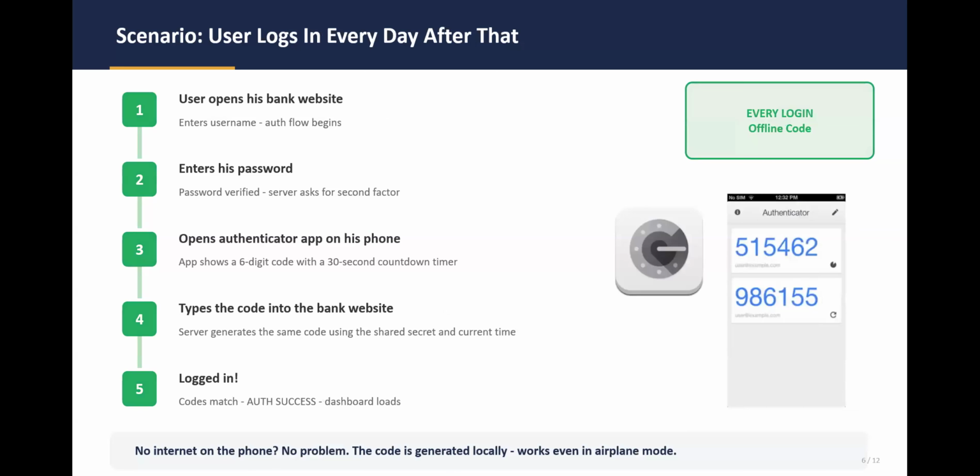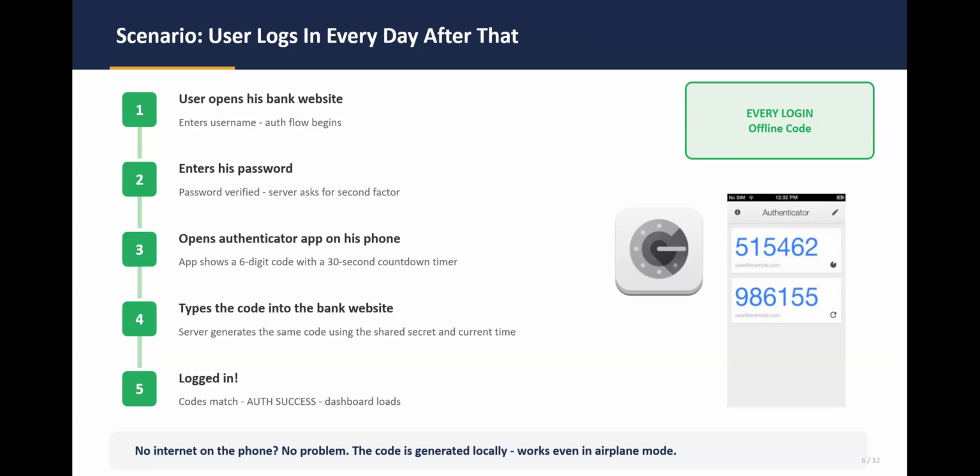Now, the next day, when the user tries to open the bank website, he will enter his username and password, and the bank verifies the password and asks for the second factor authentication. Over here, the user will open Google Authenticator on his phone, and it will show the six-digit code with the countdown showing the remaining seconds. The user types the passcode into the website. The server independently generates the same code using the same shared secret and the same 30-second time window. When the code matches, the authentication is a success and the user is given access. The whole thing takes about 10 seconds.